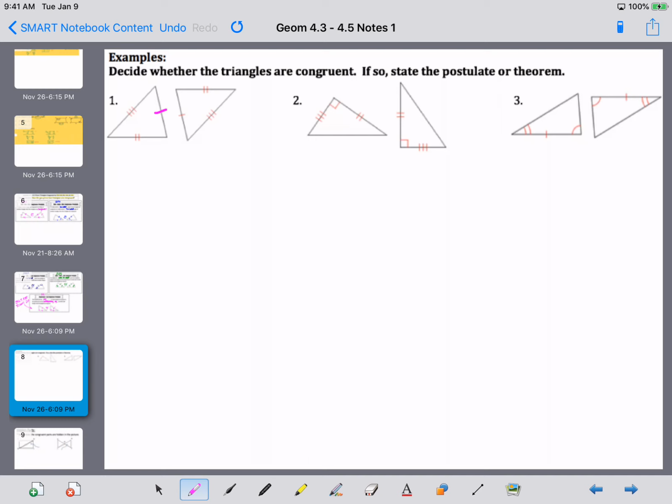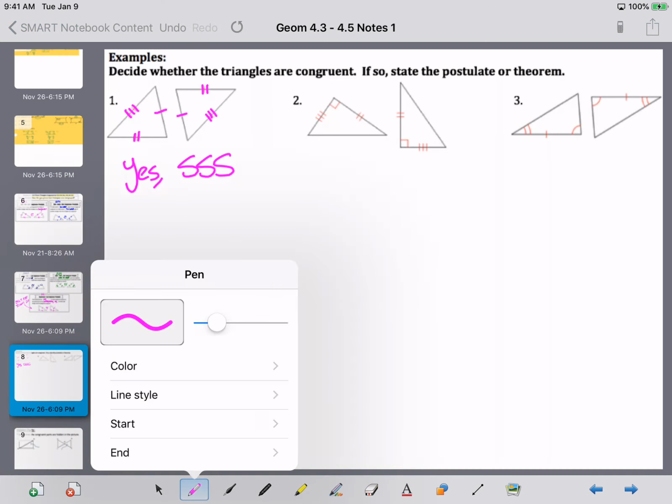So I've got a side, I got this side goes with this side, and I got this side goes with this side. So I've got a bunch of sides. So these are congruent because of side, side, side. All right, let's look at another one here.